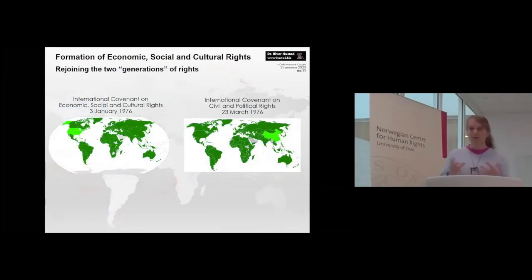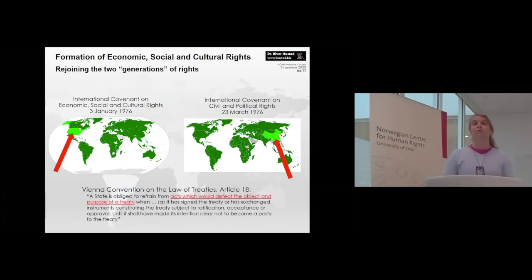So much ado about the splitting of the rights. But if you look at these pictures here, the dark green countries are the countries that have ratified, that have become state parties, making each of these covenants legally binding. And so anything about the division of these so-called generations of rights, I think is history, because basically the entire world has now rejoined these two generations of rights.